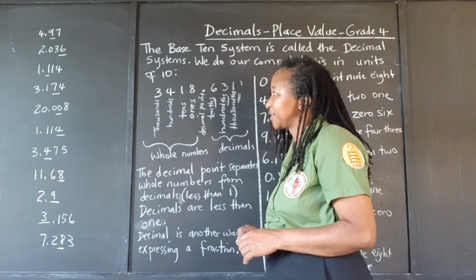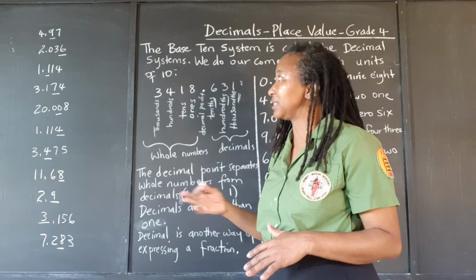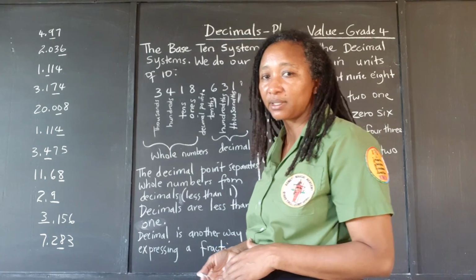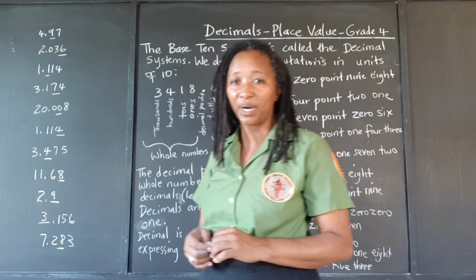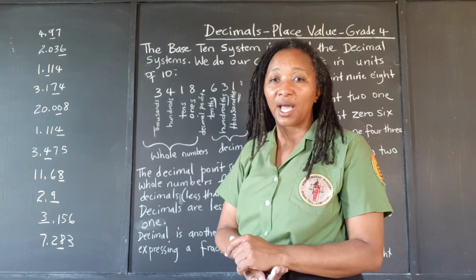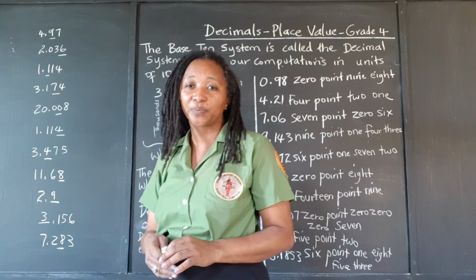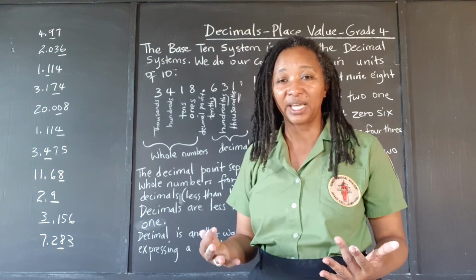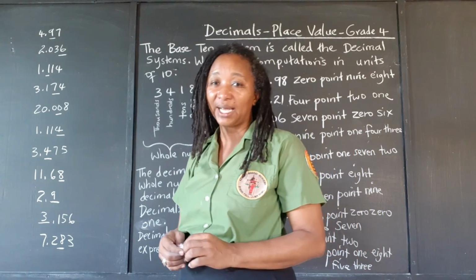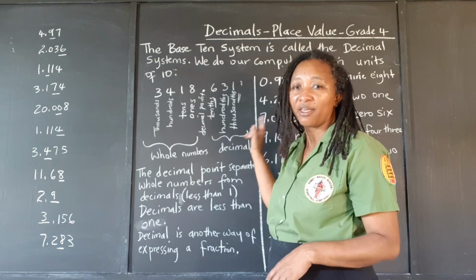Alright, so here are some numbers. It's a combination of whole numbers and decimals, a whole number part and a decimal part. I've underlined some digits, and we're just going to focus on that digit and express the value of that digit based on the place that it's in. So remember, tenths, hundredths, thousandths.